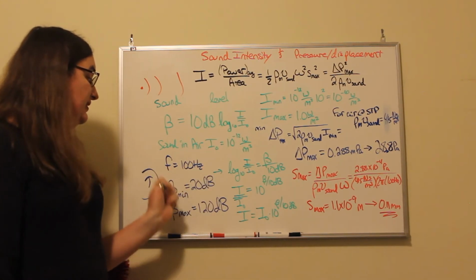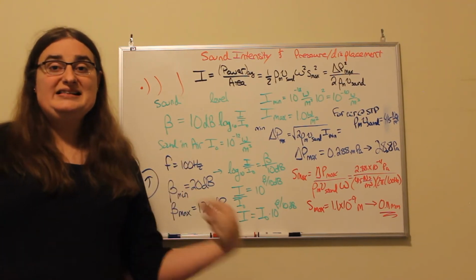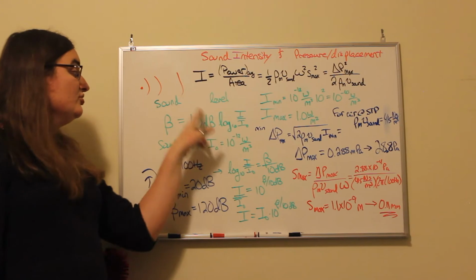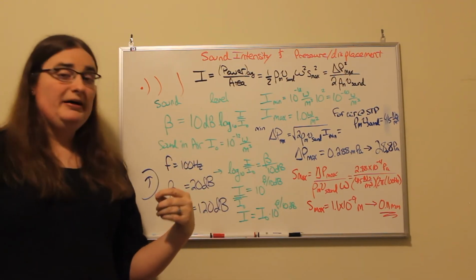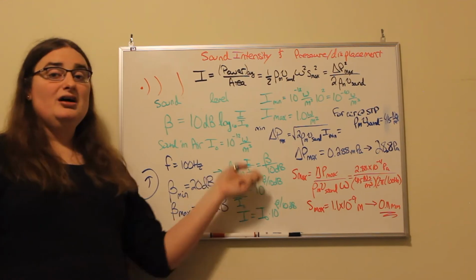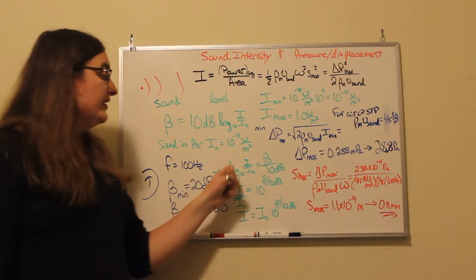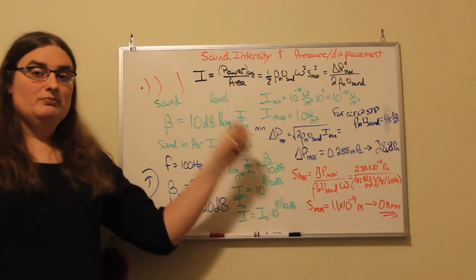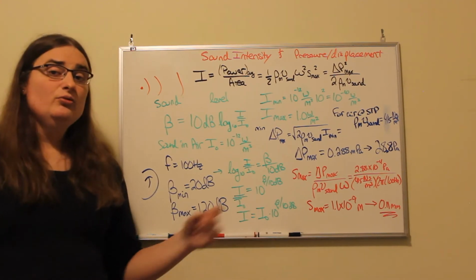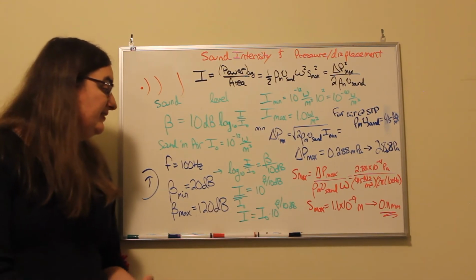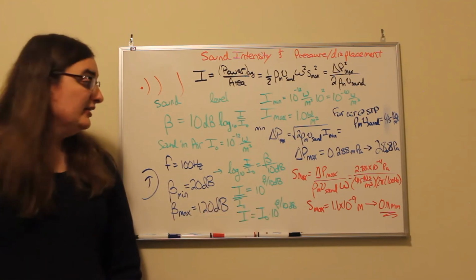So if we want to take an intensity level or a sound level and convert it into intensity, well, to undo this equation, I take my sound level, divide by 10 decibels, and that would give me the log of my intensity over my reference intensity. So I raise both sides as a power of 10, and my intensity would be my reference intensity times 10 to my sound level divided by 10 decibels.